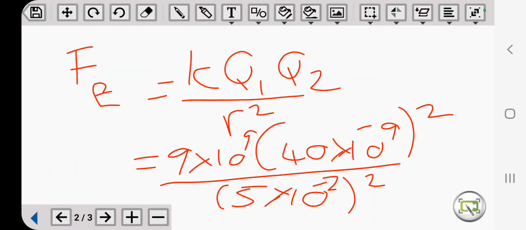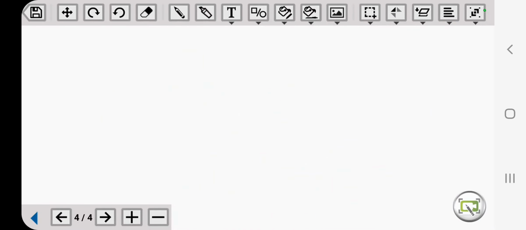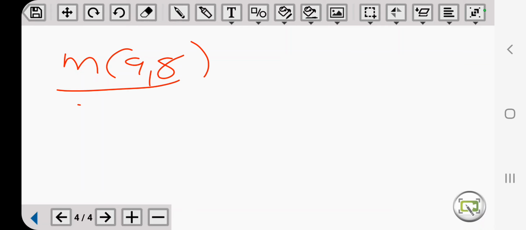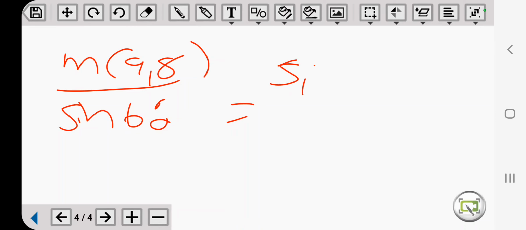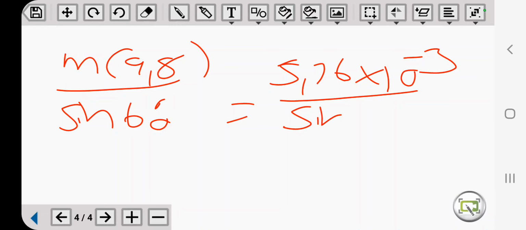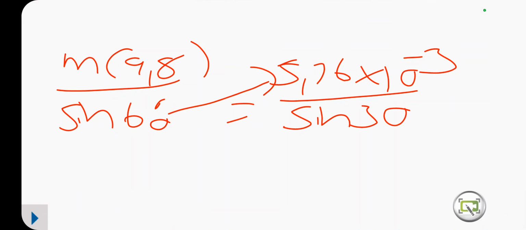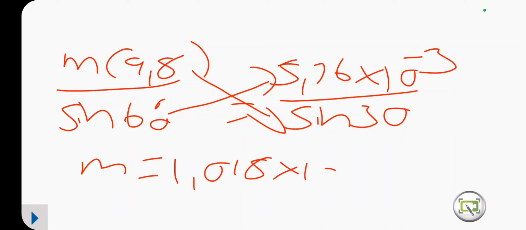There you go. Let's go and do that. So Fg, which consists of m times 9.8 over sine 60, is equal to Fe, which we've just calculated, over sine 30. Here you go, cross multiplication, divide by 9.8, and your mass will be 1.018 times 10 to the power of negative 3 kgs.